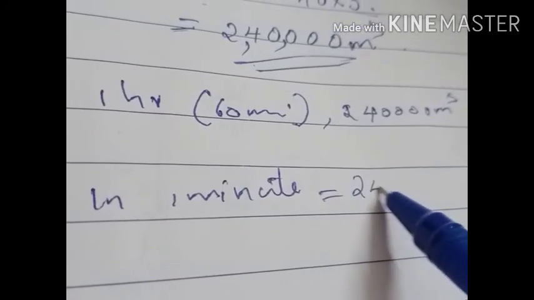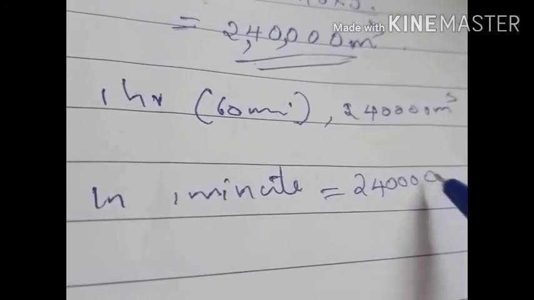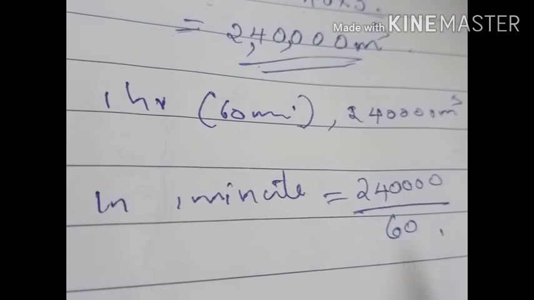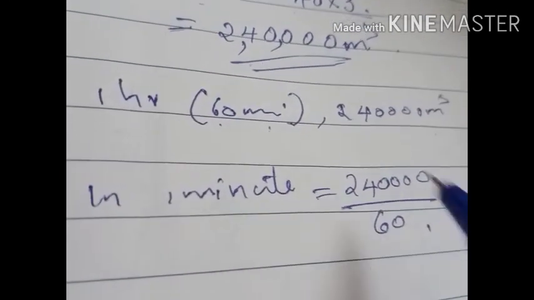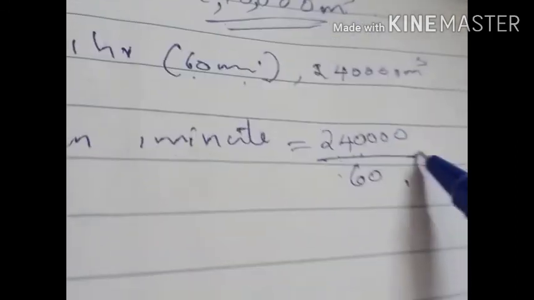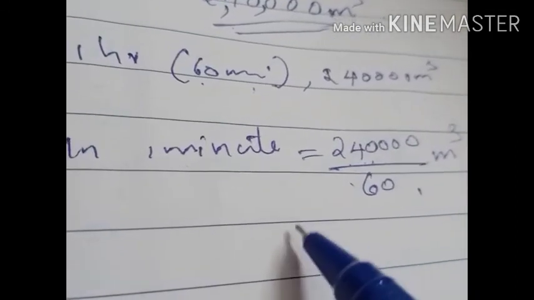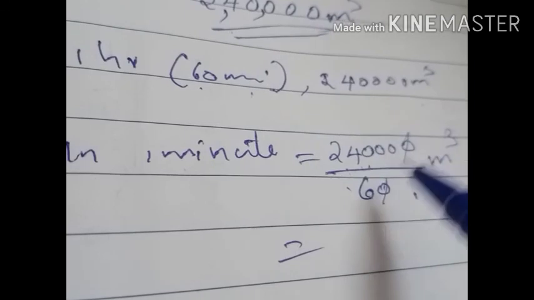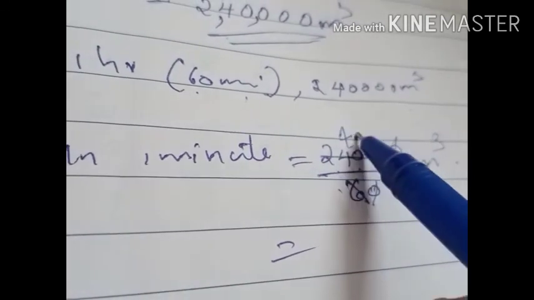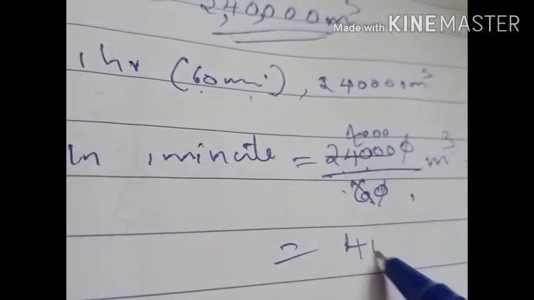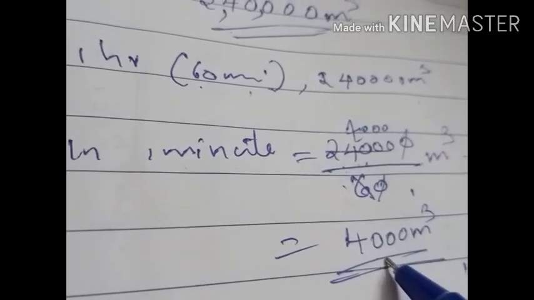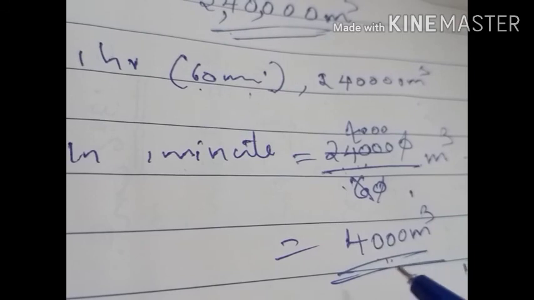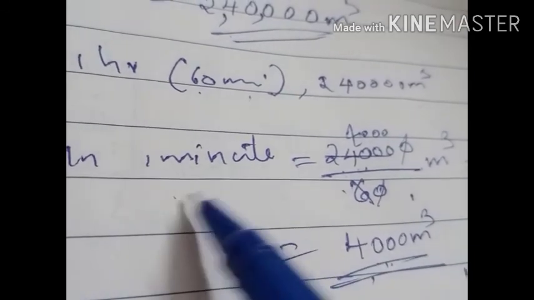That is equal to 2,40,000 divided by 60. Here for 60 minutes it is 2,40,000. So for 1 minute it is 2,40,000 by 60 meter cube. Then we should divide that. Then we will get 4,000. So it is equal to 4,000 meter cube. This much water will fall into the sea in 1 minute.